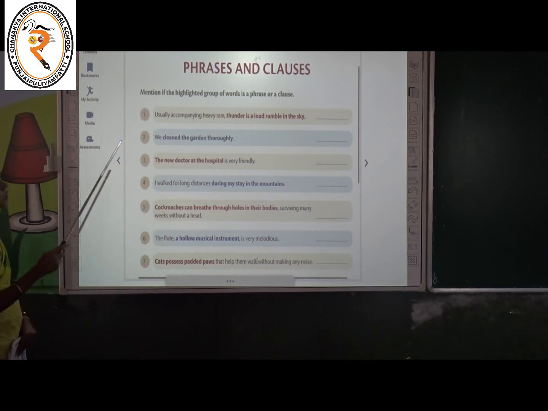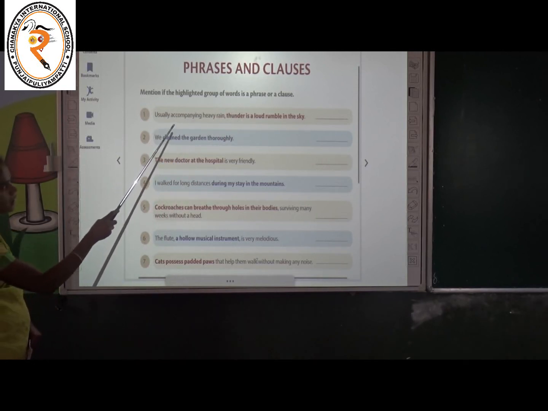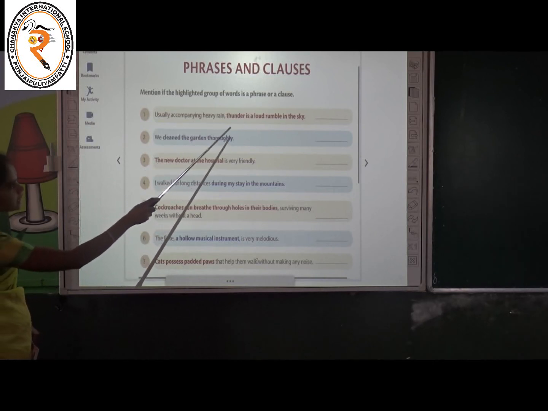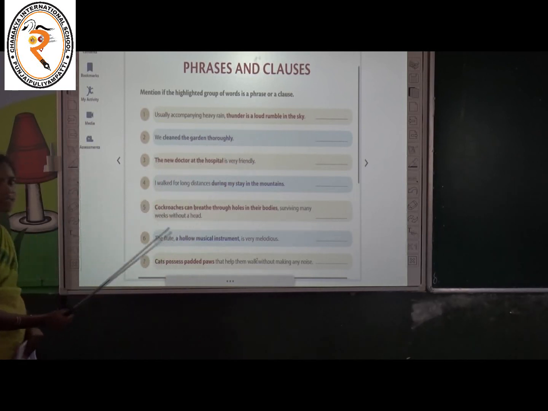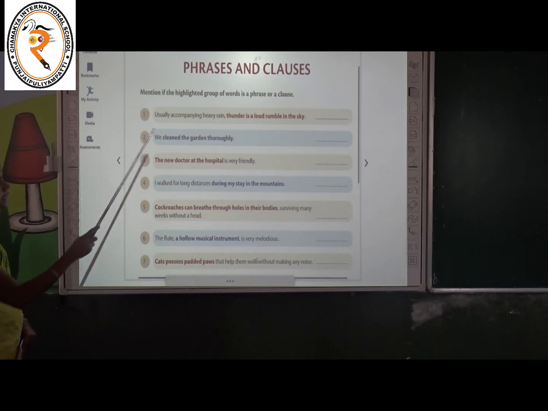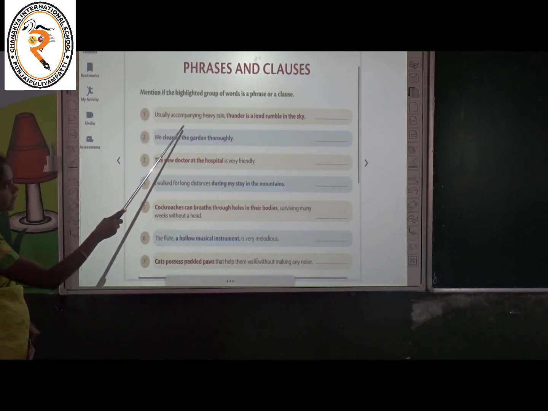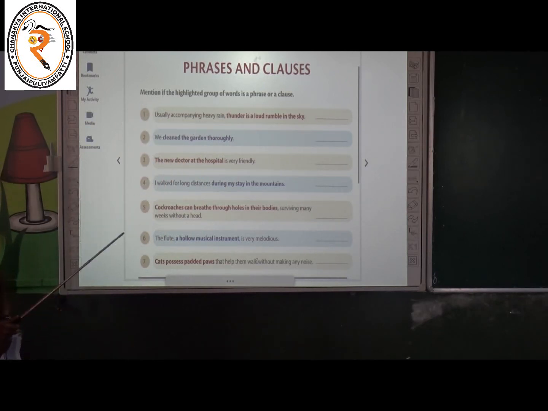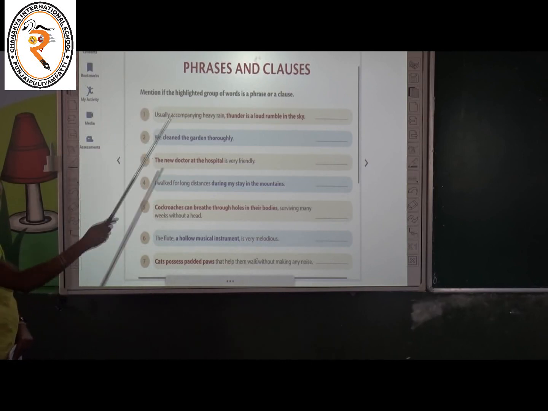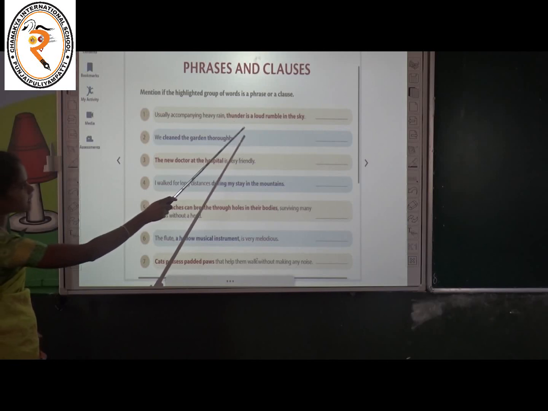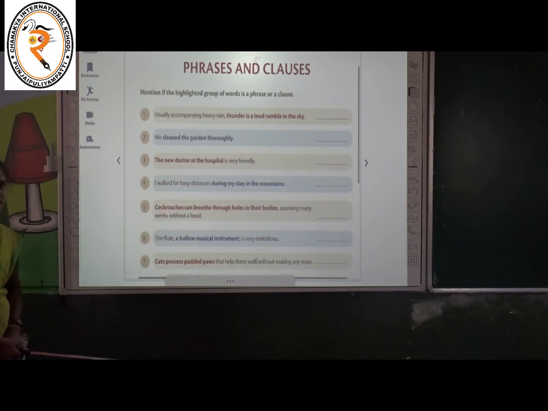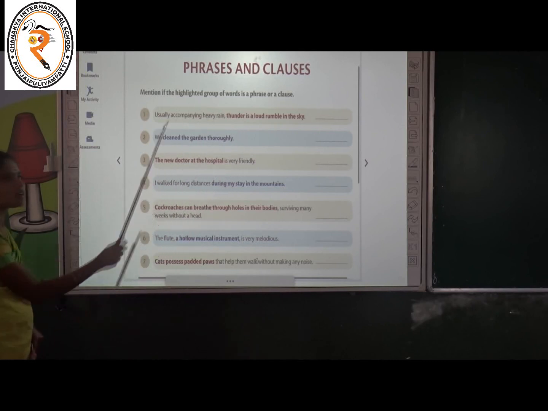See the first one. Usually accompanying heavy rain, thunder is a loud rumble in the sky. See the first part: usually accompanying heavy rain. This is not completed, so it is a phrase. And the second part: thunder is a loud rumble in the sky. So it gives a complete meaning. So it is a clause.